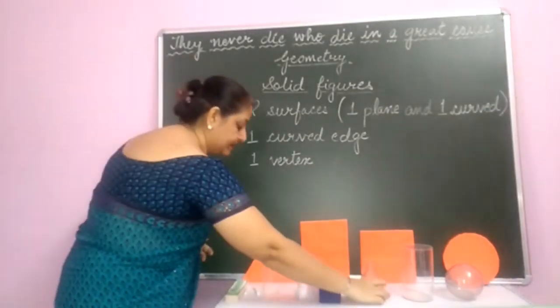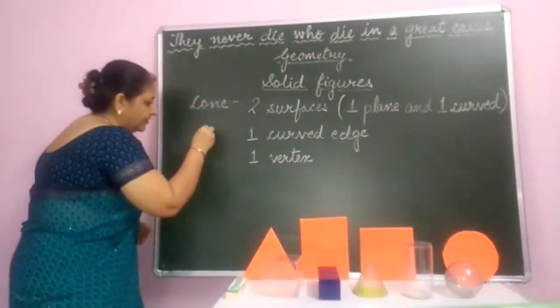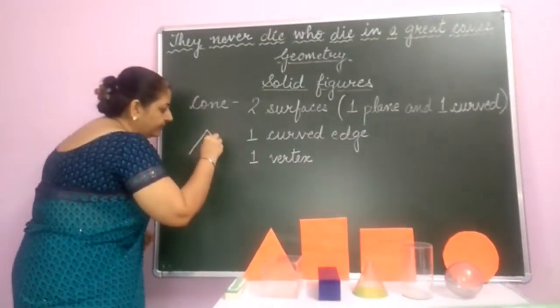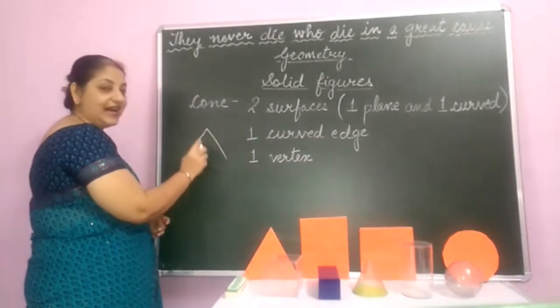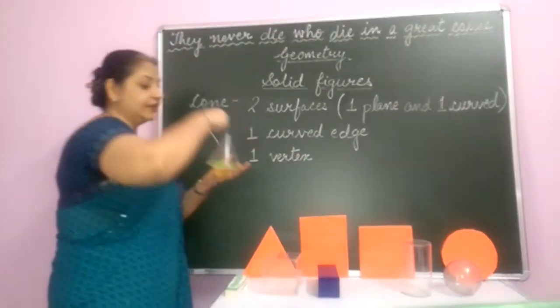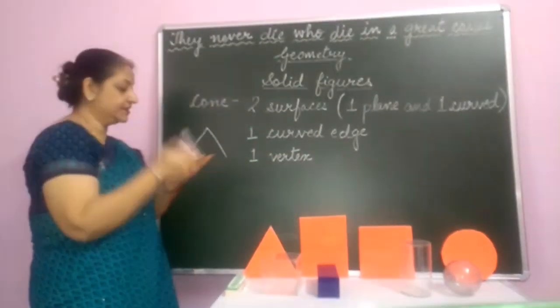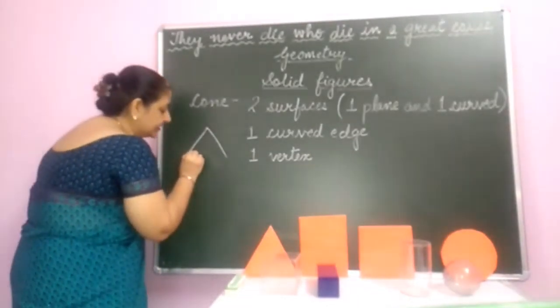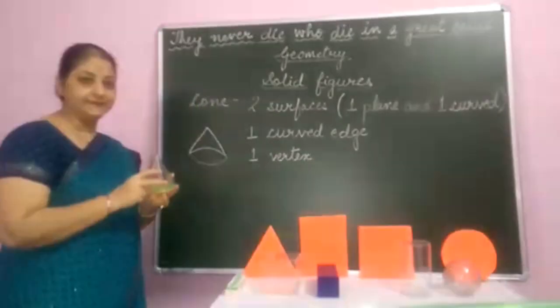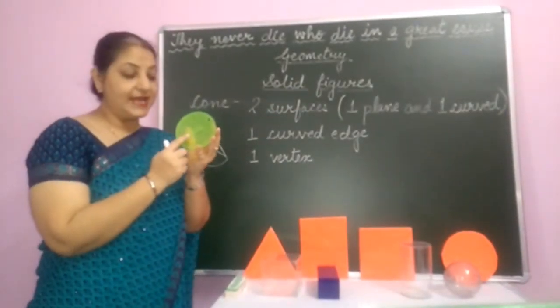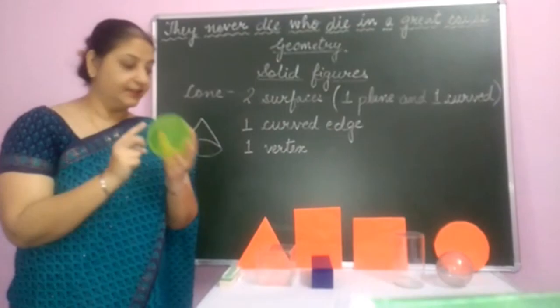Let us draw this. While drawing, you can see these are looking like straight lines, but actually this is a curved surface. You can see here it is a curved surface and it has a circular base, and this base is a plane surface.